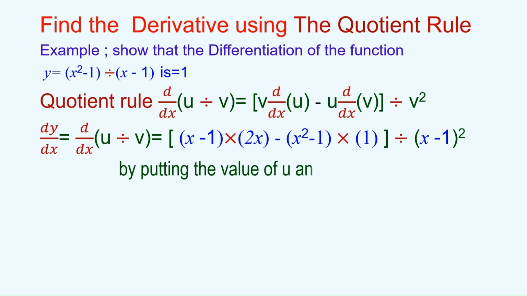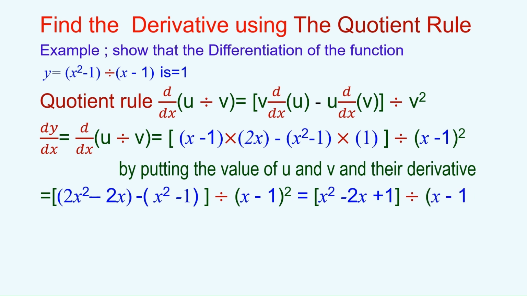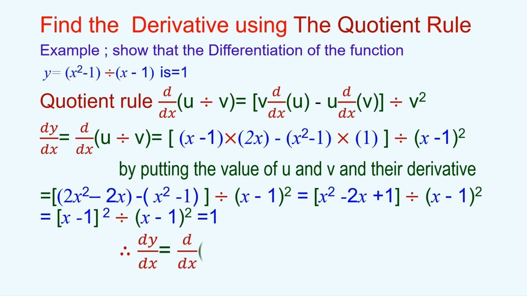By replacing the values of u and v and their derivatives, du/dx and dv/dx, in the expression, it equals 2x squared minus 2x minus x squared minus 1, divided by (x minus 1) whole squared, equals x squared minus 2x plus 1 divided by (x minus 1) whole squared, equals (x minus 1) whole squared divided by (x minus 1) squared equals 1. Therefore dy/dx equals d/dx of u divided by v equals 1.